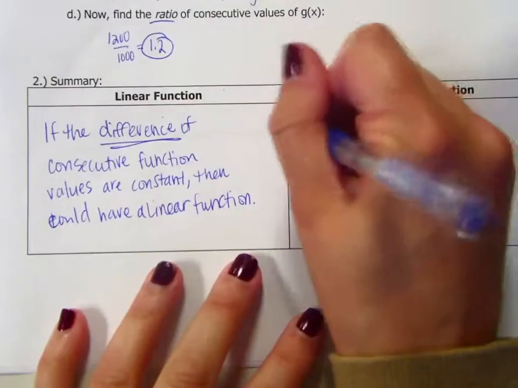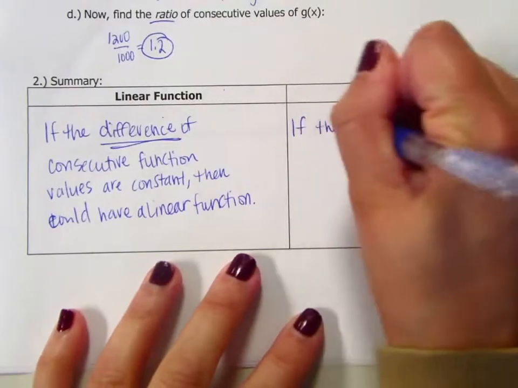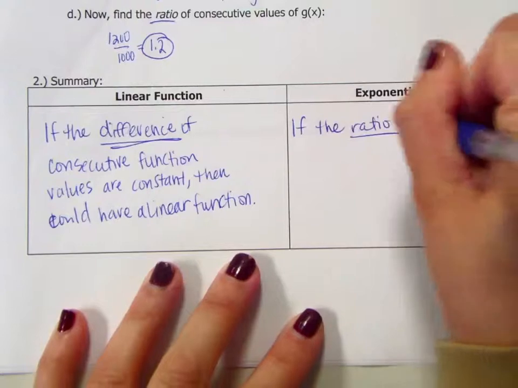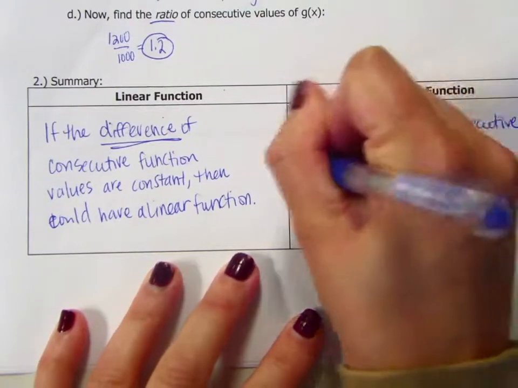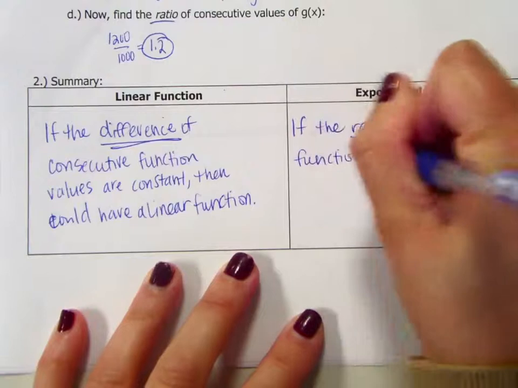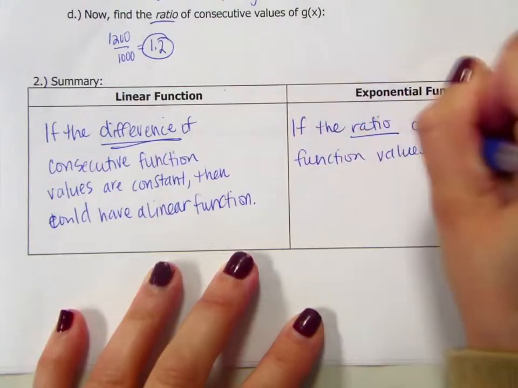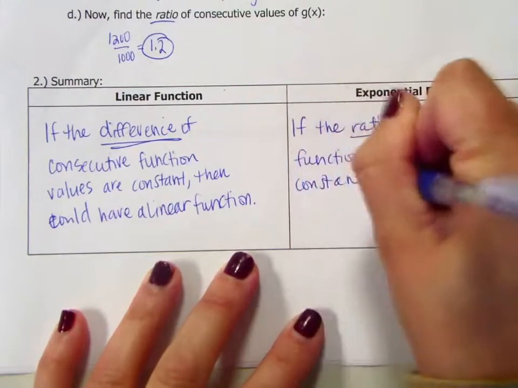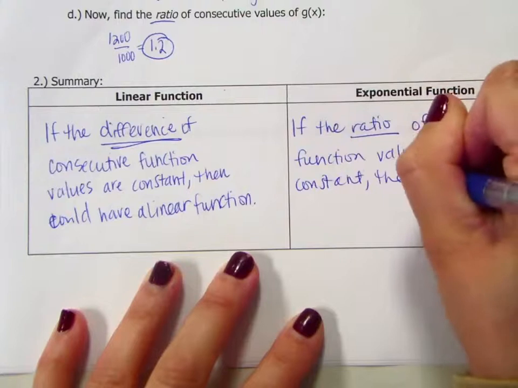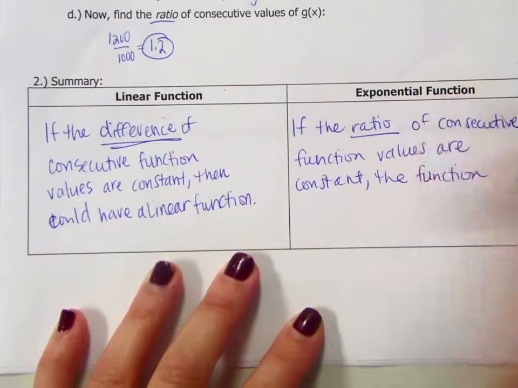On the other hand, if the ratio of consecutive function values are constant, the function could be exponential.